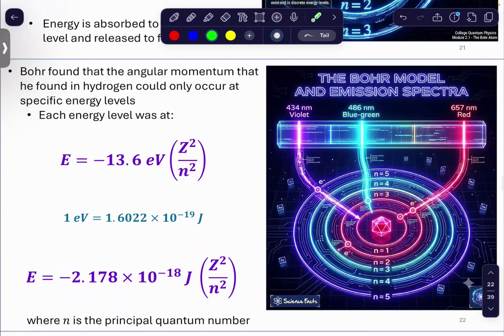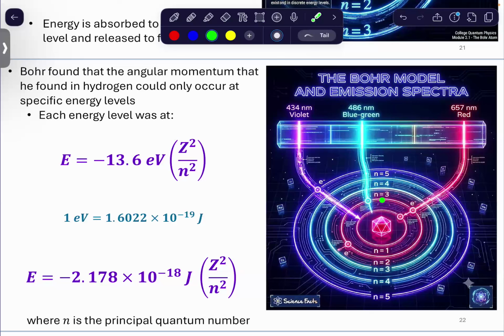One thing that Bohr found was studying the angular momentum of electrons around a hydrogen atom, and he found very specific intervals of angular momentum. So again, he's finding that these atoms are in fact quantized. Only specific energy levels are available. He found that these energy levels can be expressed as negative 13.6 electron volts multiplied by Z squared over n squared. Z is, of course, your atomic number. n is what's called your principal quantum number.